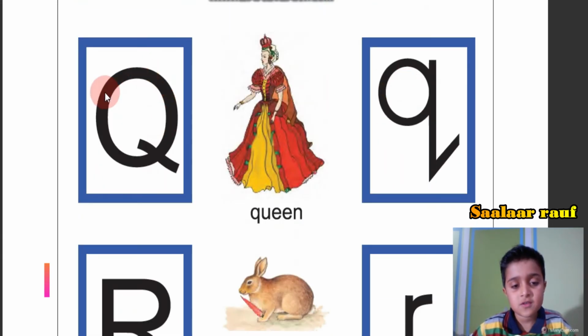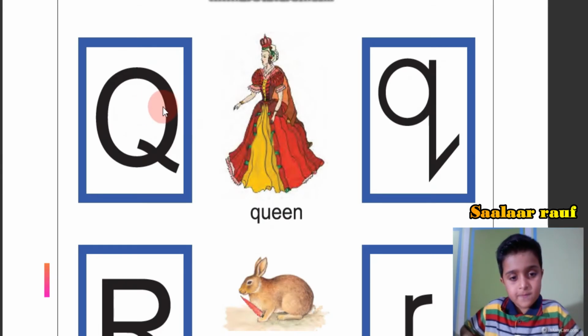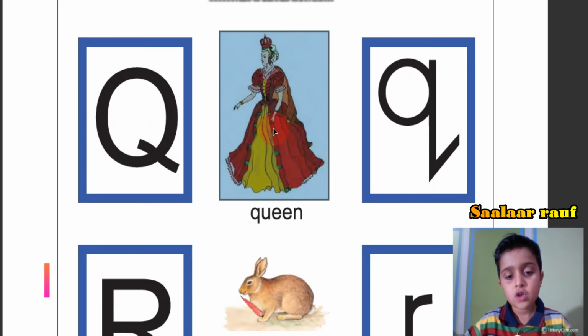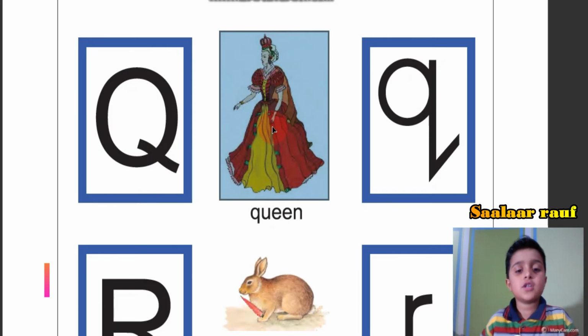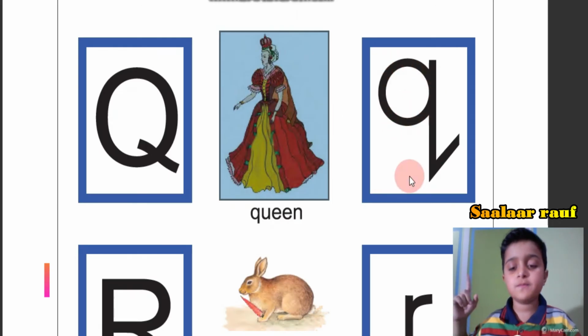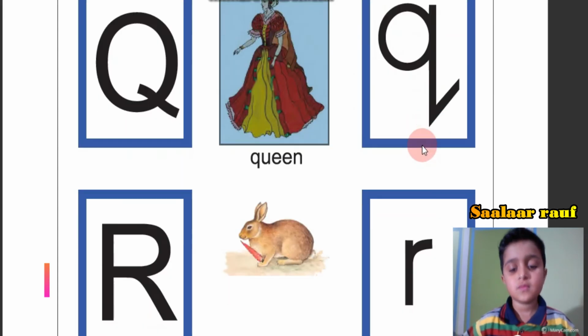We are going again. What is this? Q. What is this Q for? Queen. Q for queen. And what is this Q too? This is also Q.